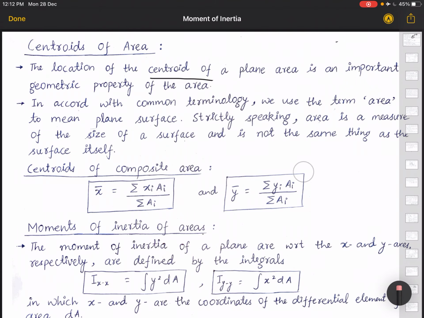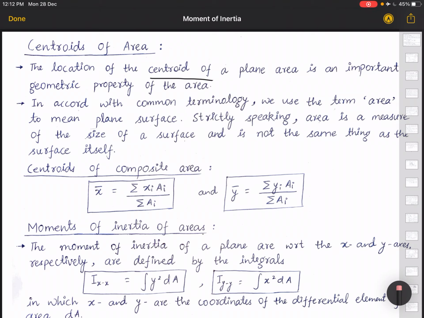Strictly speaking, area is a measure of the size of the surface and is not the same thing as the surface itself. So it is only a measure of it. It is giving the qualitative analysis, not the quantitative.